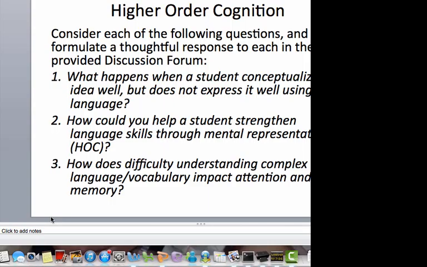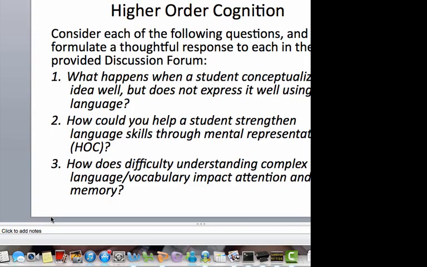The next prompt is, how could you help a student strengthen language skills through mental representation? And if you'd like, you're welcome to go back to the information we presented on higher order cognition and mental representation to support your thinking around this.